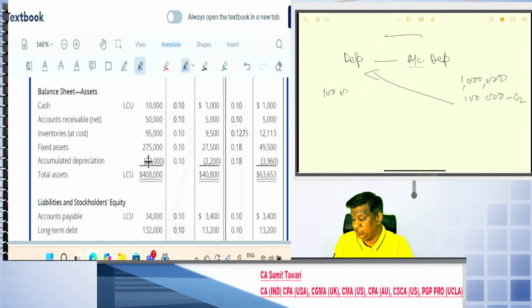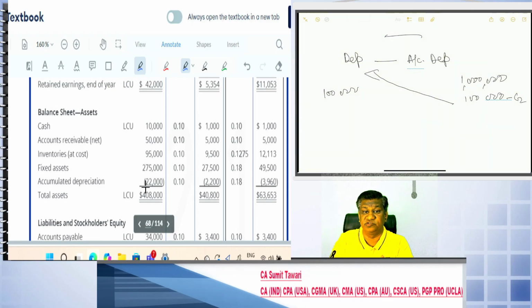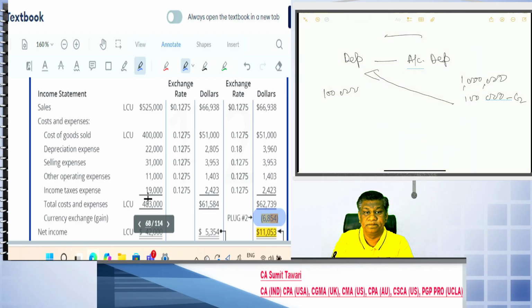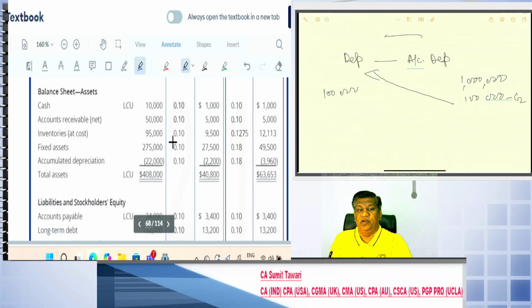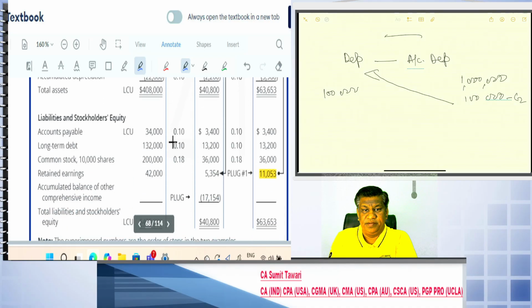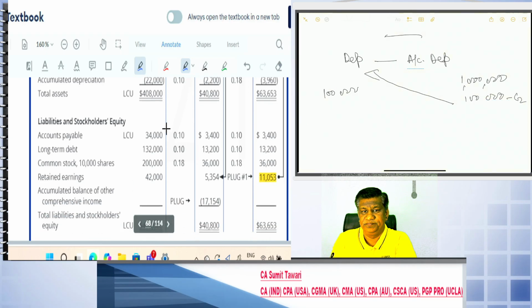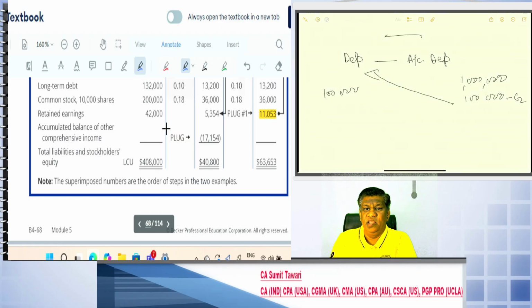Because this is the first year, the same amount should be reflected in the income statement. So here minus 22,000, if you see the depreciation. So the net effect is zero. It is just a presentation. We need to reduce the value of the fixed asset. Sometimes they may give the combined figure, 275 minus 22. That you may also get in an examination.